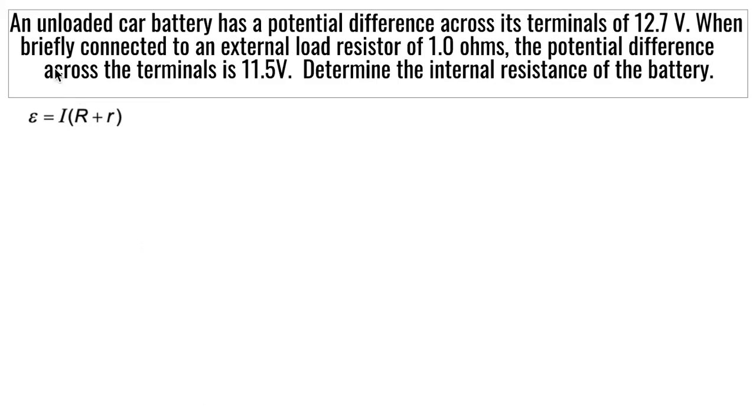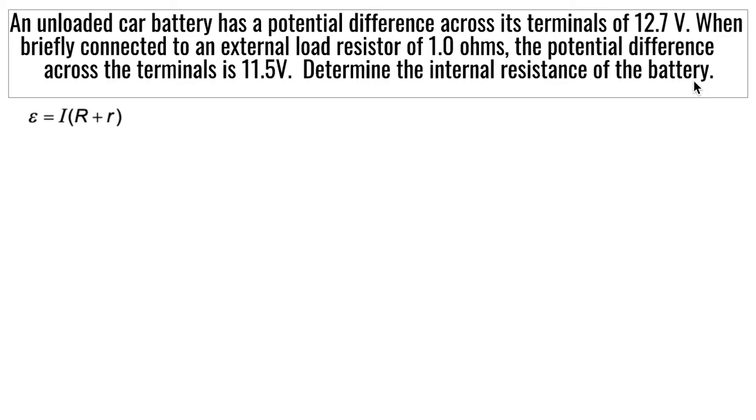Hello. So we have an unloaded car battery that has a potential difference across its terminals of 12.7 volts. When briefly connected to an external load resistor of 1 ohm, the potential difference across the terminals is 11.5 volts. Determine the internal resistance of the battery.